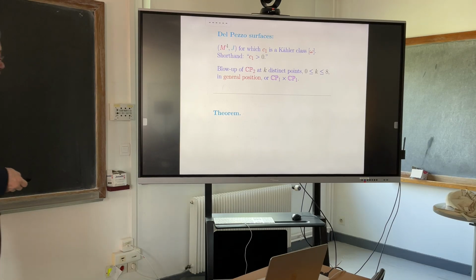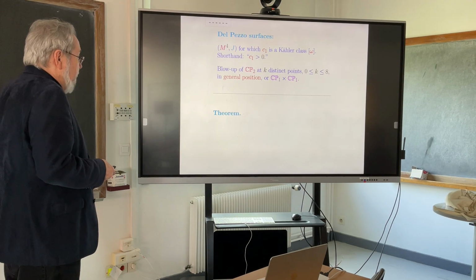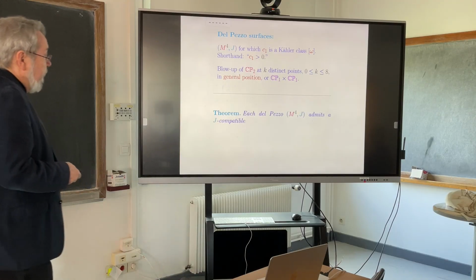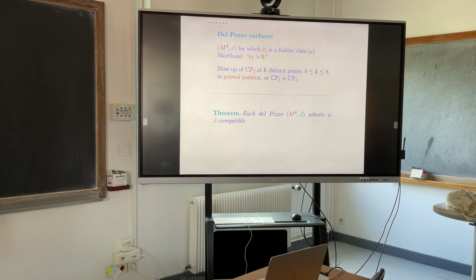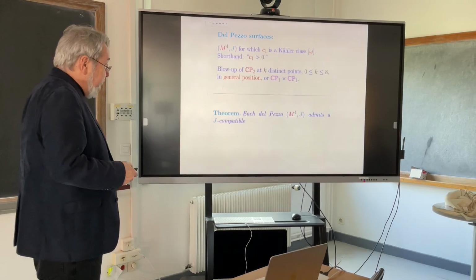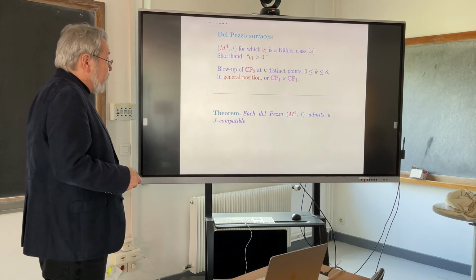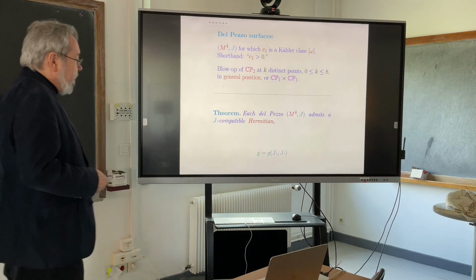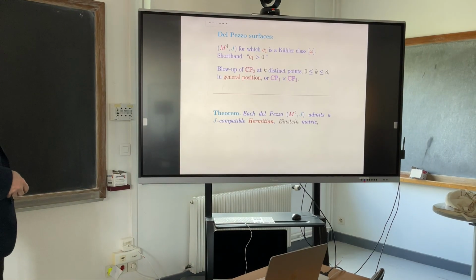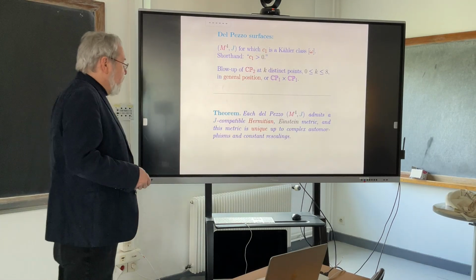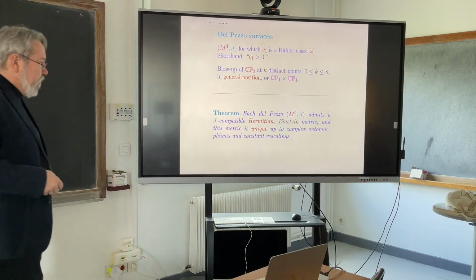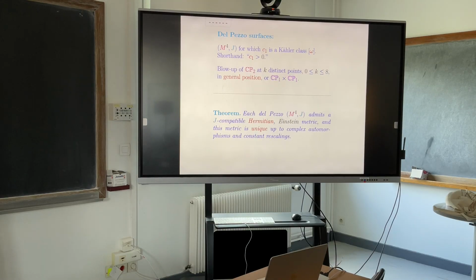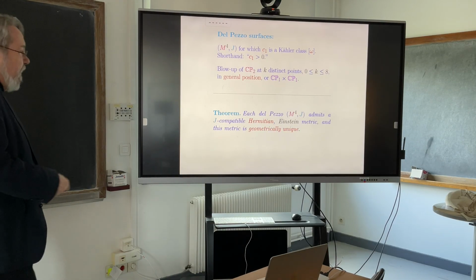Okay, so the basic theorem that I played a part in proving is that every del Pezzo surface admits a J-compatible, so here, when I say del Pezzo, I'm thinking now it has a specific complex structure with this property. Right? So every del Pezzo surface admits a J-compatible Hermitian Einstein metric, and this metric is unique up to complex automorphisms and constant rescalings. So if you like, it's geometrically unique. There is a preferred geometry.